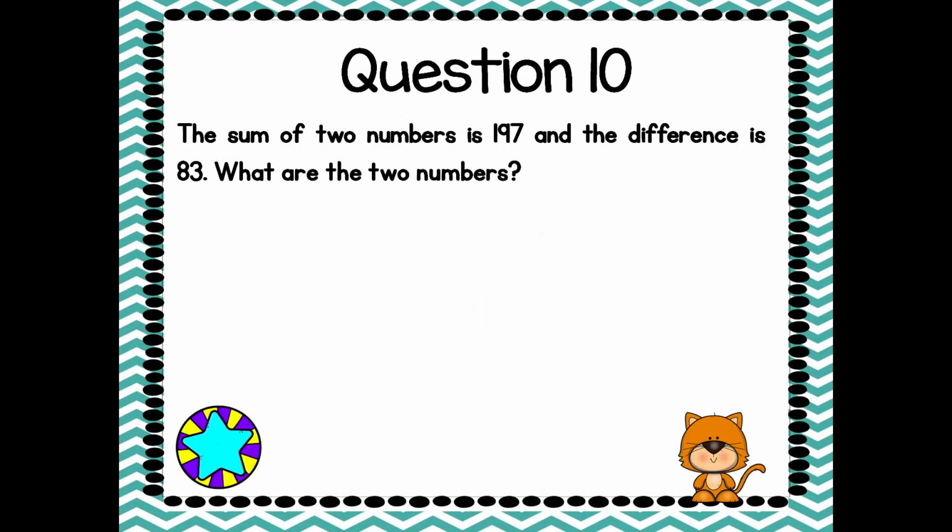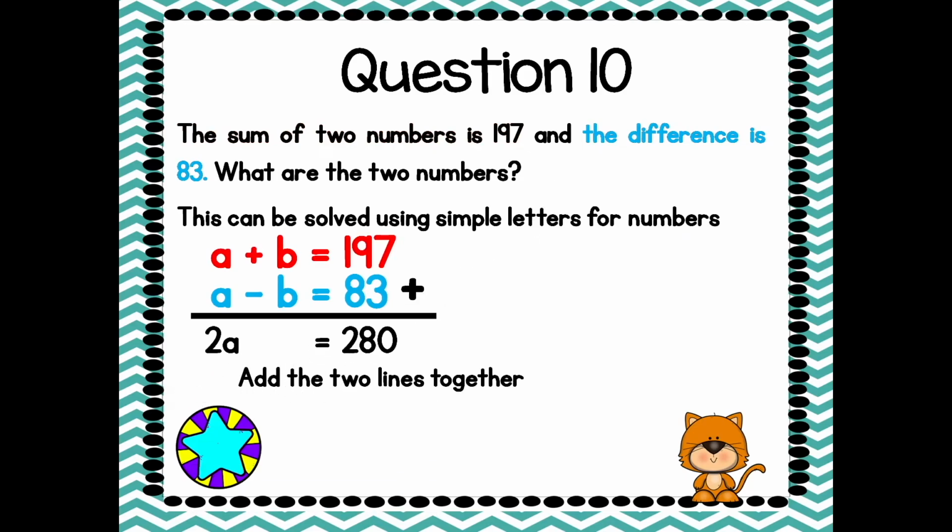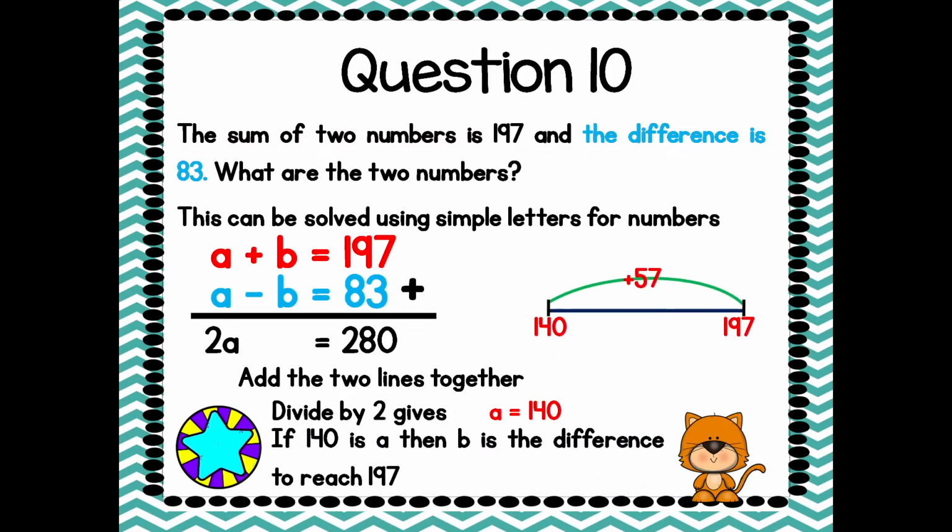Question 10. The sum of two numbers is 197. The difference of the numbers is 83. What are the two numbers? This can be answered using simple letters for numbers. We can write the sum of the numbers using letters A and B equals 197. We can write the difference of the numbers using letters A take B equals 83. If we add the two lines together we get 2A equals 280. If we divide each side by 2 we get A equals 140. If 140 is A, then B is the difference to reach 197.